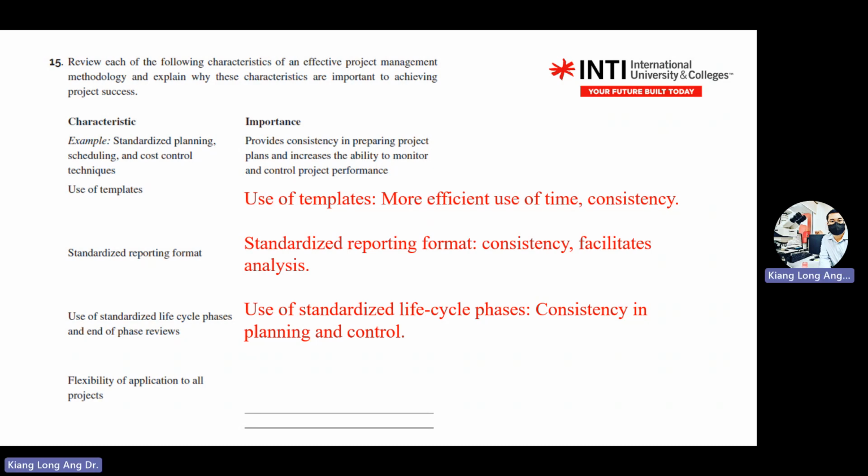Okay, flexibility in application to all projects. When you have flexibility, what is the benefit or importance of this characteristic for achieving project success, when you apply flexibility to all projects? Why do you need flexibility?